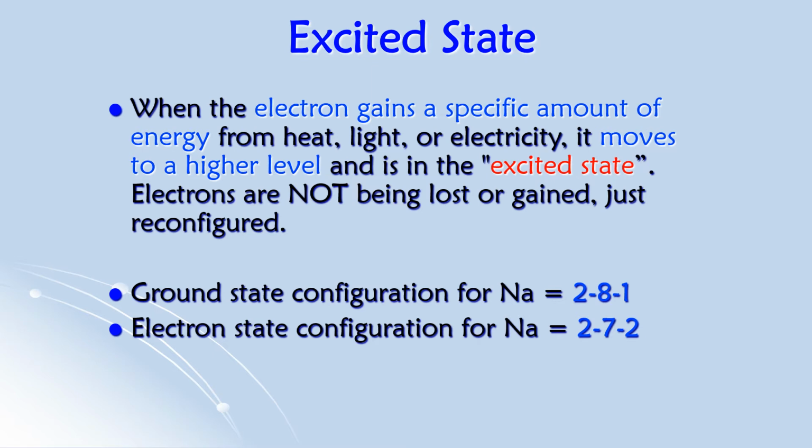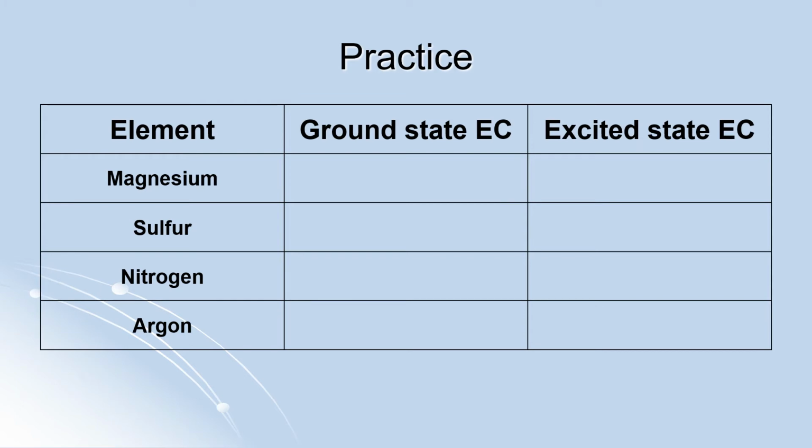But then remember, excited state is the state of the atom for a very short amount of time, and then eventually the atom just returns back to its ground state, and when it does that, energy is released in the form of heat, light, and that good stuff.